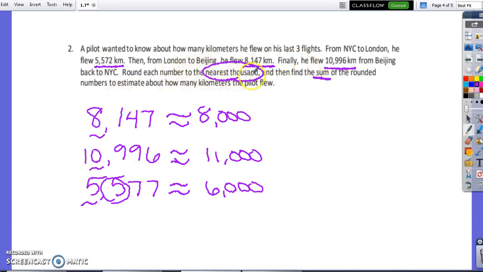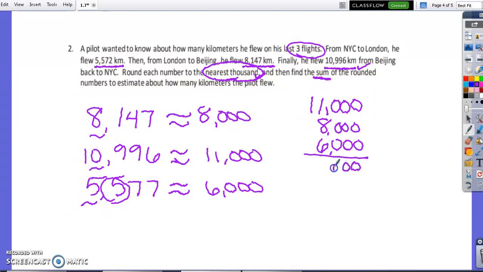So we rounded each of them to the nearest 1,000, so that's check, that's done. I have 3 different flights that I'm doing, that's done. And I'm going to find the sum of the rounded numbers to estimate how many kilometers the pilot flew. Okay, so the sum tells me I'm going to add these numbers up. And I'm lining up my zeros, that way I don't get them all wonky and confused. 8 plus 1 is 9. 9 plus 6 is 15. I'm going to carry that 1. 1 plus 1 is 2. So what this is saying is that this pilot flew about 25,000 miles.